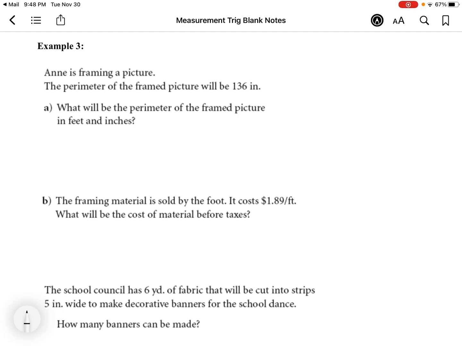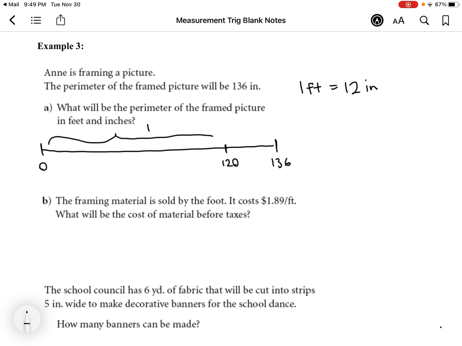Okay, so again, you could draw out 136. Okay, now if you count up by 12s, because 1 foot is 12 inches. Sometimes you can skip a little bit. So for example, I know 10 feet would be 120 inches, right? So I may actually just do this and say this is 120, and then that's 10 feet, right? Because it's kind of annoying to have to count by 12 every single time.